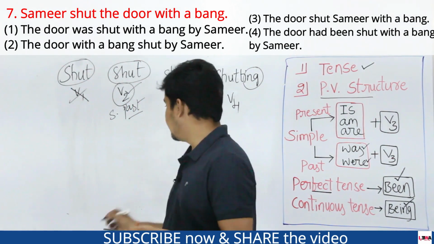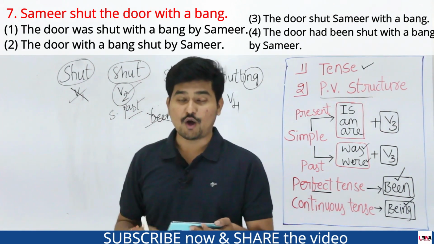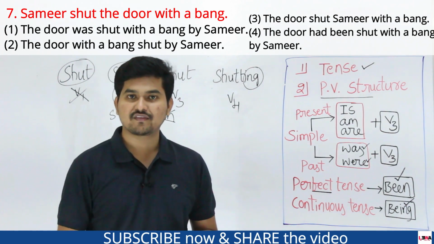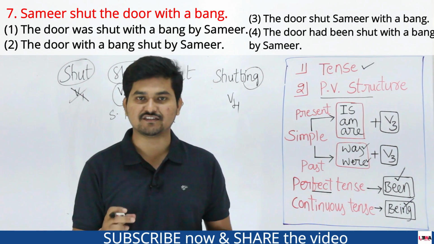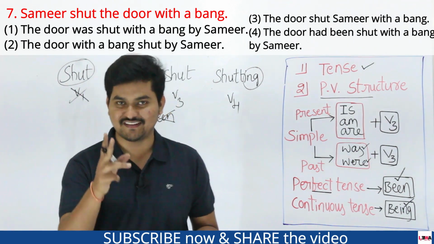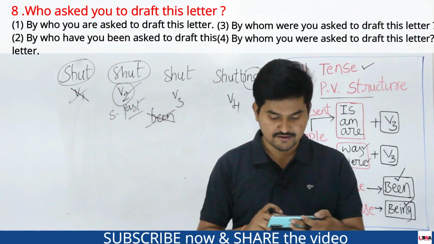Option number 4, in this option you can see the word been, which is quite unnecessary. That's why option number 1 is the answer. Now how many seconds would you take to answer this question in the examination? Very few. Yes or no? That's how we are going to solve the questions in no time. Right, guys? Now, let us move to our next question.